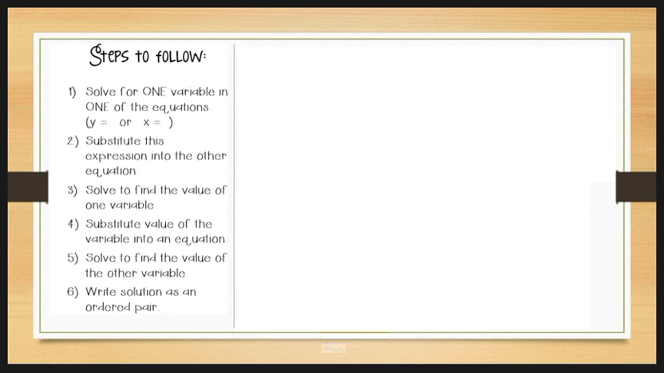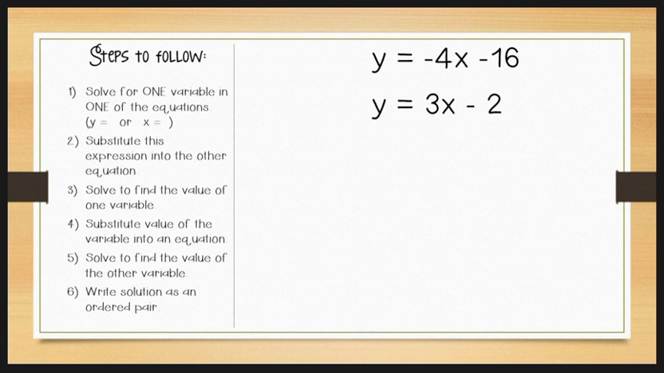All right, let's look at another example. If we have the system y equals -4x minus 16 and y equals 3x minus 2. So in our first step, it says solve for one variable in one of the equations. So in this case, we can see that we have y equals for our first equation, and we also have y equals for our second equation.